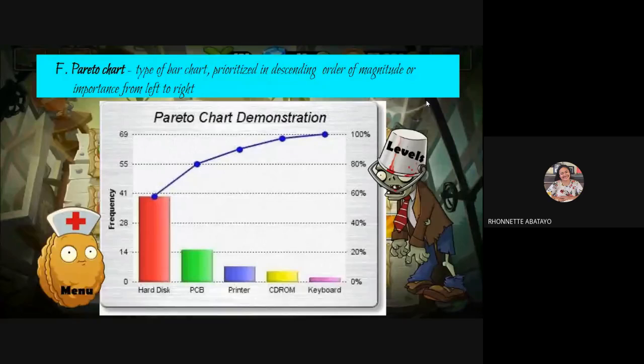This type of chart is called the Pareto chart. Sometimes we just see this on a billboard or in statistics, but this is actually called the Pareto chart. It is a type of bar chart which prioritizes in descending order, the magnitude from left to right. It also shows the factors that are occurring, why certain results would be presented. So, the Pareto chart.